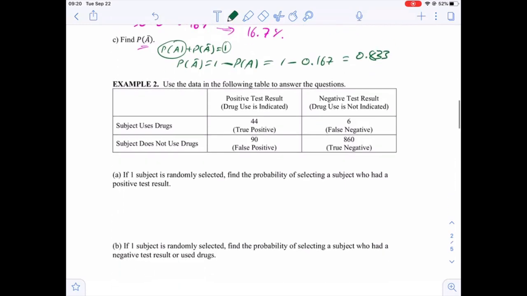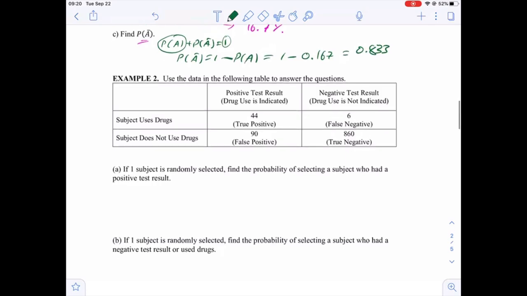Now let's take another example. Here we have a table. We're given a table, and we will use these data to find the following things. If one subject is randomly selected, here we have subject use. We choose some people. Some subjects use drugs, and some other subjects don't use drugs. And we made some tests. We found that positive test results, drug use is indicated here. 44 true positive, 90 false positive.